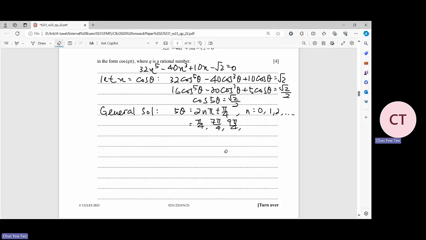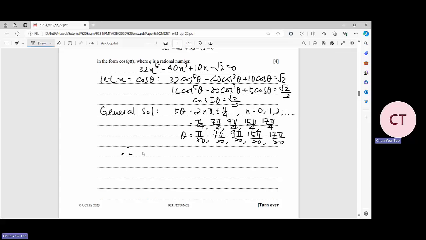Then when n is equal to 2, you have 4 pi plus minus pi over 4. 4 pi plus minus pi over 4, you will have 15 pi over 4 and 17 pi over 4. So you have 5 results already. So your theta will be pi over 20, 7 pi over 20, 9 pi over 20, 15 pi over 20, and 17 pi over 20.